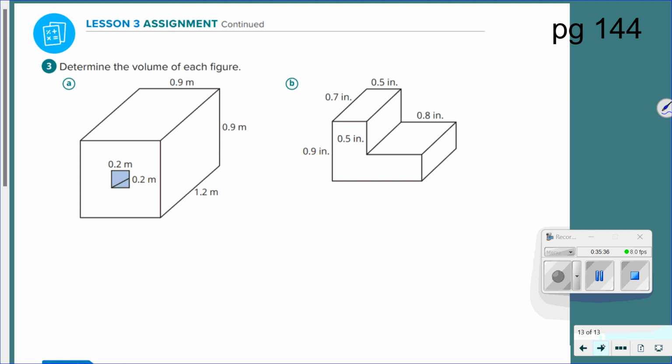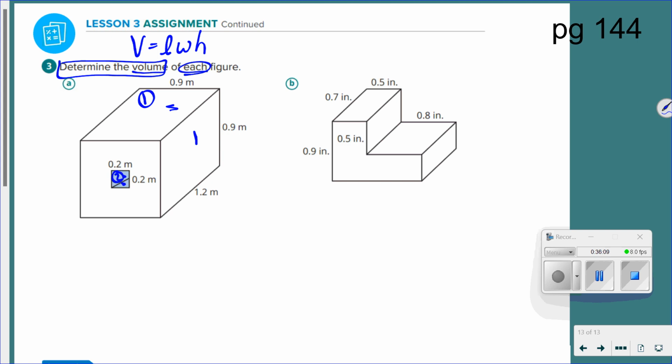We didn't talk too much about this one, but to determine the volume of each figure, what you're going to need to do is treat these composite solids just like we did complex figures. Our volume formula is still length times width times height. On your diagrams, you're going to have two pieces. I've got this outer box, and then I've got this inner box that's being taken away from it. So if I calculate the volume of the outer solid, and then I take away the volume of the inner solid, that will give me my answer.